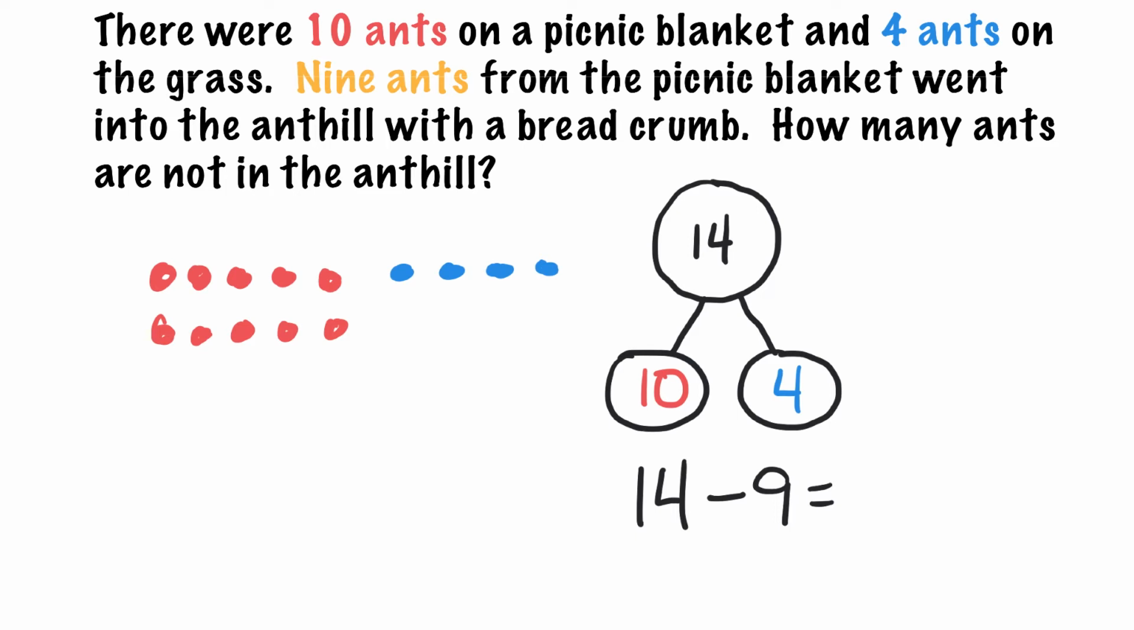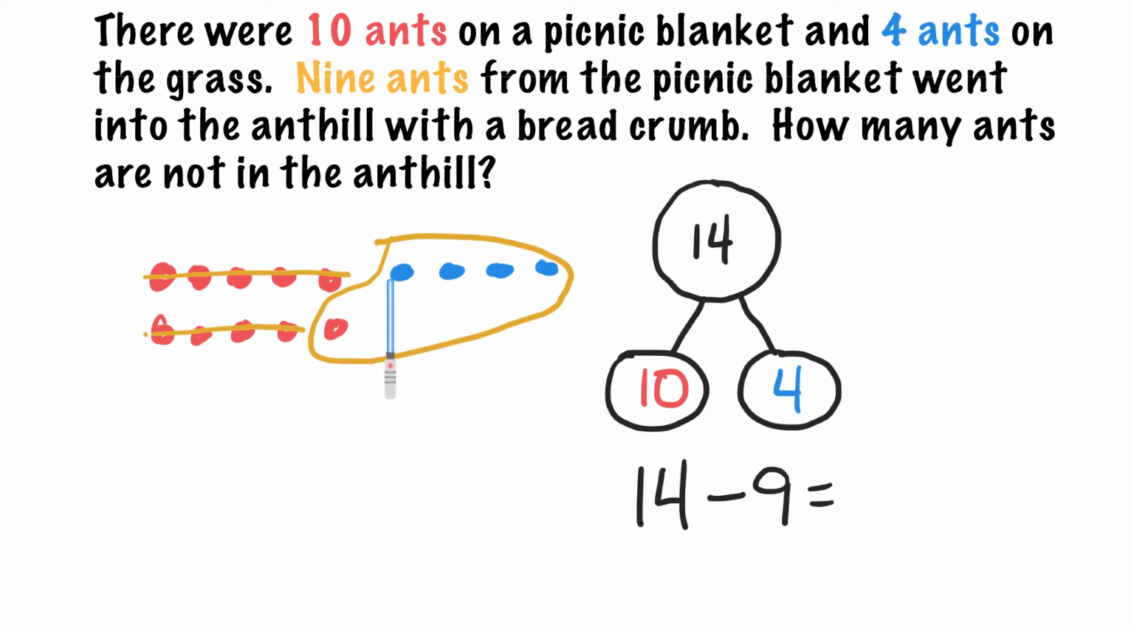And remember, anytime we show subtraction on our drawings, we draw a line through it. We're showing that we're taking them out. We're removing them. They aren't there anymore. We've subtracted them. So let me draw a line through 9 of my ants that I drew out there. And now I'm going to circle what I have left. And that is going to be our answer.